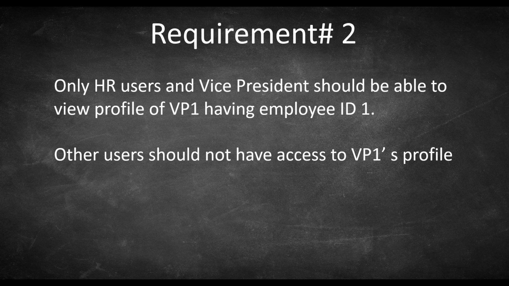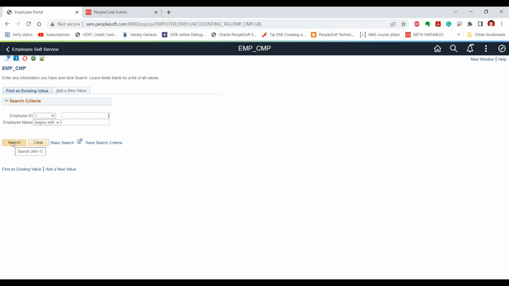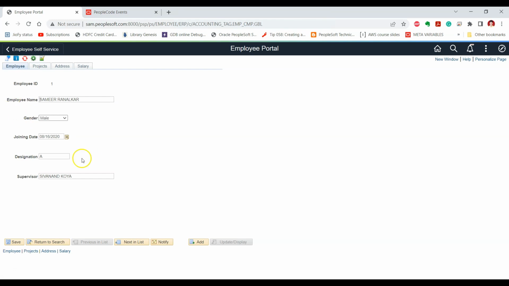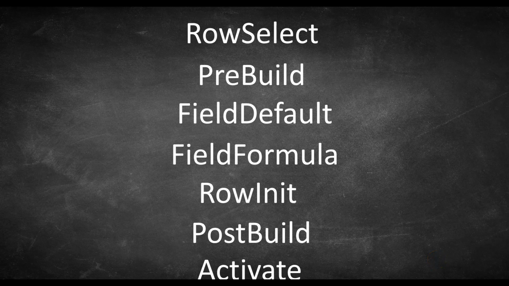The other users should not have access to view VP1's profile. Let's say that VP1 has an employee ID of 1. Right now any employee can view this profile of VP1. But we need to put a restriction here as a security feature, so that only VP1 and HR are able to access the profile of employee ID 1, and other users should not have access to this employee profile. Now, which of these 7 events can we use to write the business logic?